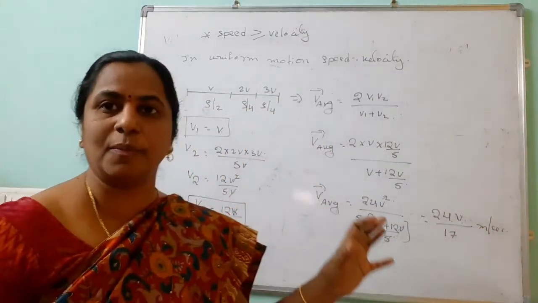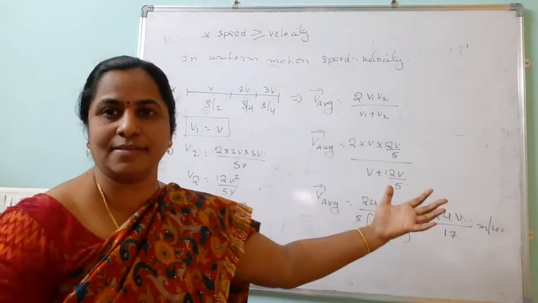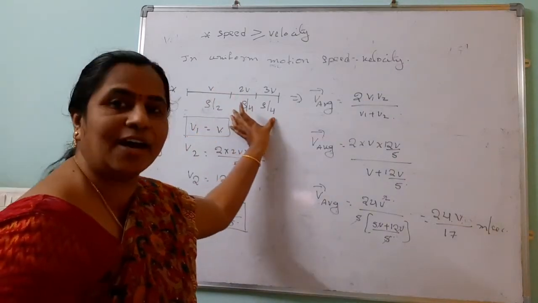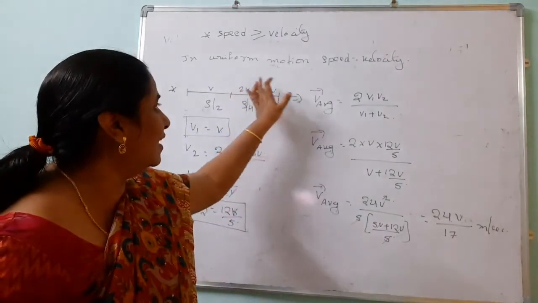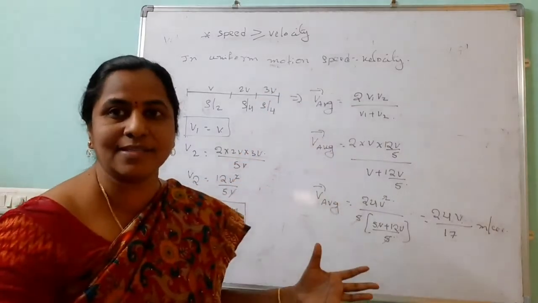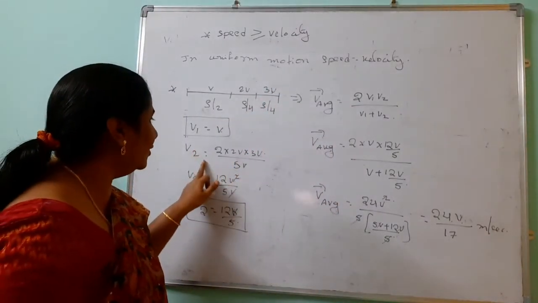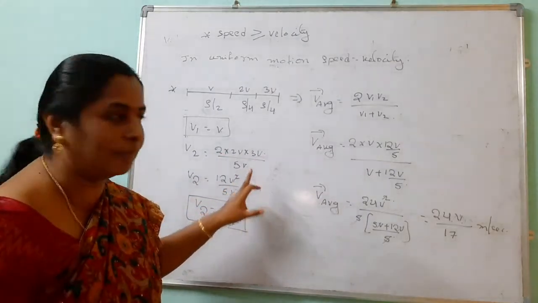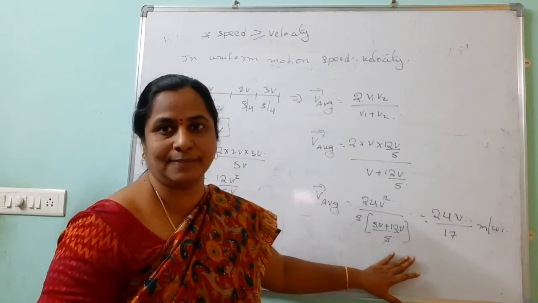So in the problem, for the first half of the distance the train or bus is moving with velocity v. Then the remaining half of the distance is shared: one part is 2v and the last is 3v. In this case, first we find the velocity v2 for this part using the formula 2v1v2 by v1 plus v2. After that, we can find the average velocity like this.